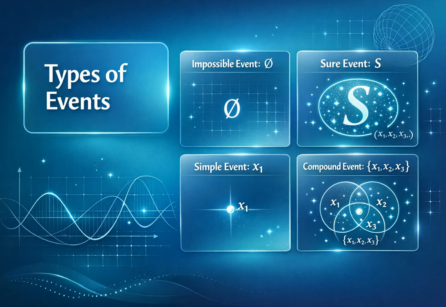Types of events. An impossible event is the empty set. It can never occur. A sure event is the entire sample space S. It always occurs. A simple event has just one outcome, like getting a 6 on a die. A compound event has multiple outcomes, like getting an even number, which includes 2, 4, and 6.